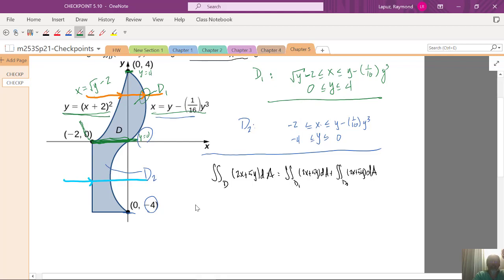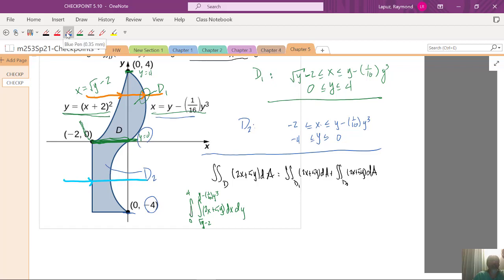Our first integral will be an integral of 2x plus 5y dA, and so this is a type 2 region, which means we're going to integrate with respect to x first, and our x limits go from the square root of y minus 2 to y minus 1/16 y cubed. That's your x limits, and then your y limits go from constant 0 to 4.